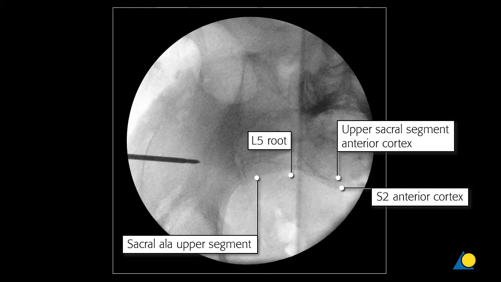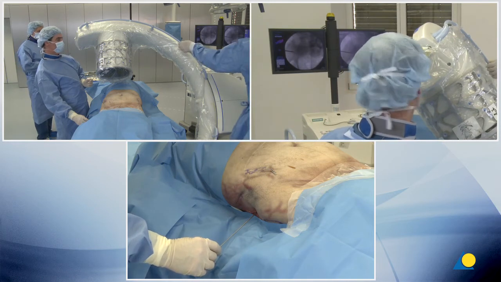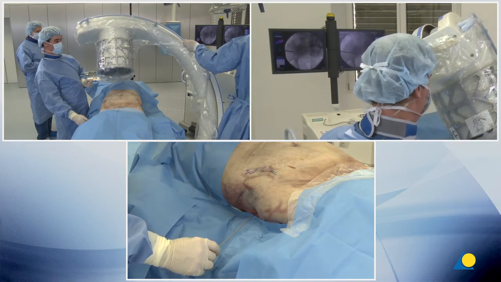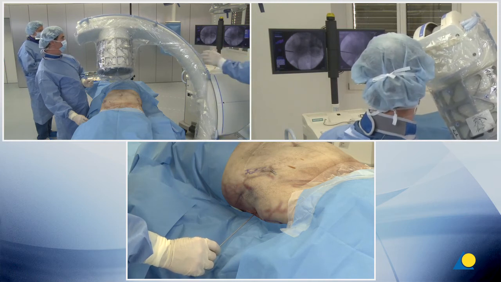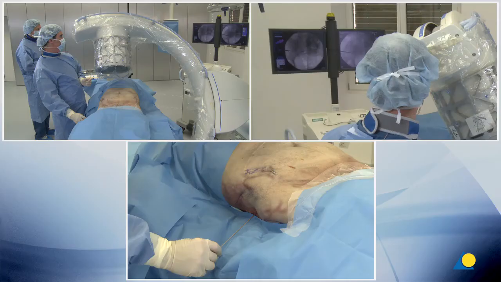The C-arm confirms that the guide wire is directed correctly into the S1 body and avoids the anterior alar cortex and the posterior cortex, where it can enter the sacral canal and injure the nerve roots. In the inlet view, the anterior edge of the body of S1 should be superimposed on the anterior edge of the body of S2.